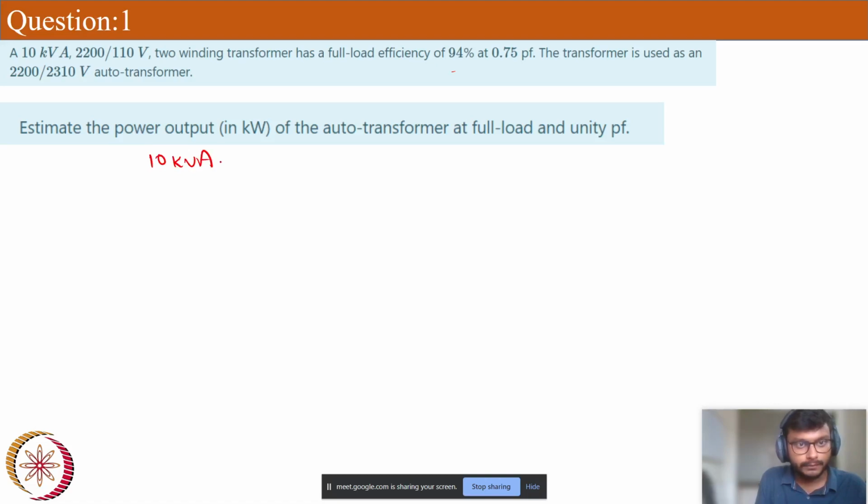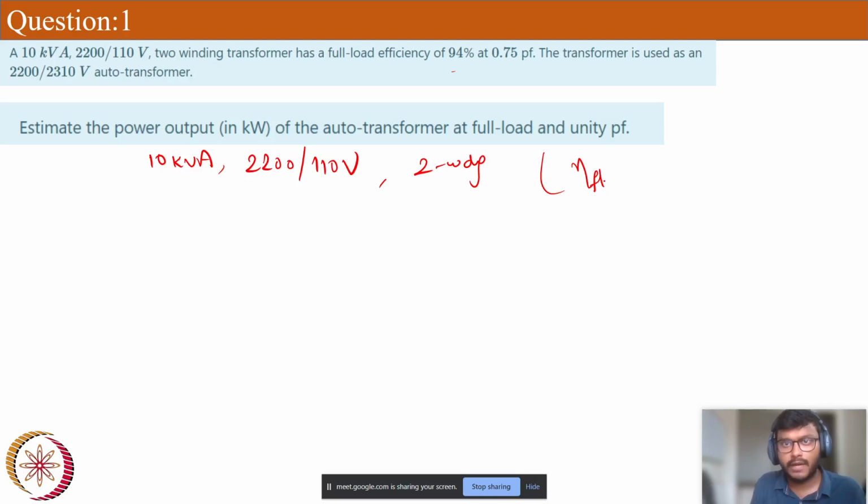10 kVA, 2200. It will help you in solving your assignment problems as well. So please try to solve with me. It's a two winding transformer. We have been given some efficiency values and power factors. We will just note them. Full load efficiency is 94%, and at what power factor? It's 0.75 power factor. This is additional information which was given.